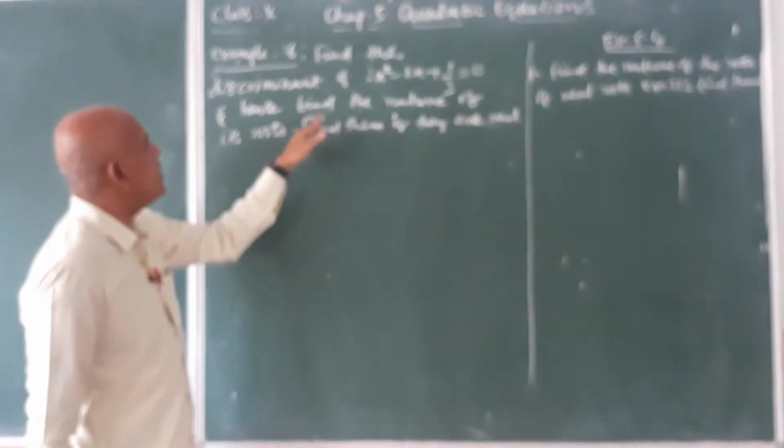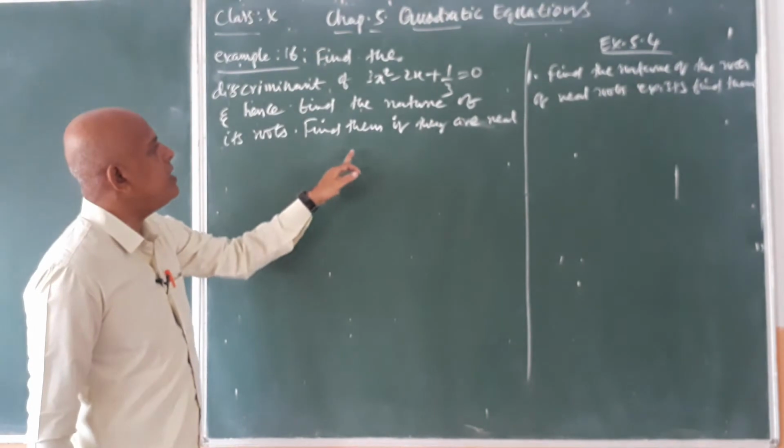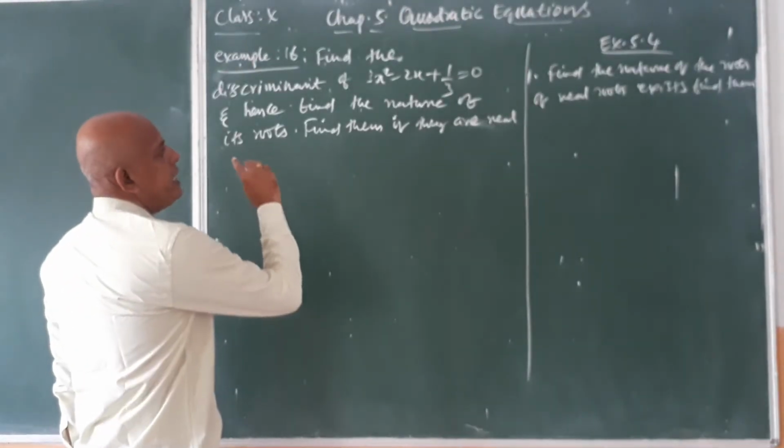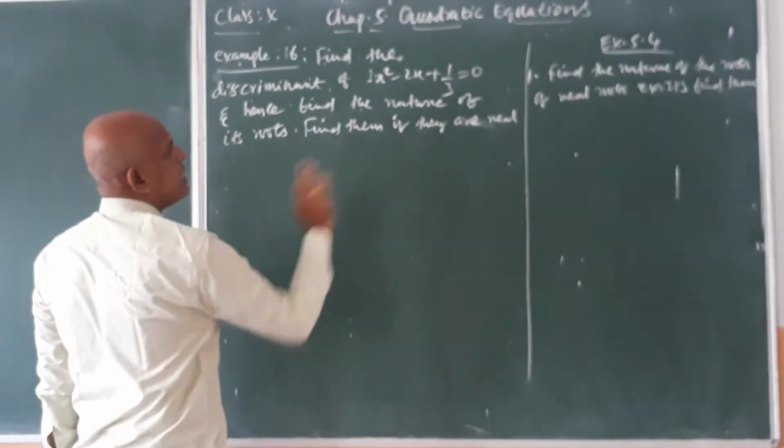Example number 16. Find the discriminant of 3x square minus 2x plus 1 by 3 is equal to 0, and hence find the nature of its roots. Find them if they are real. If they are real, first we have to find the discriminant value. If it is greater than or equal to 0, then we will get the real roots.